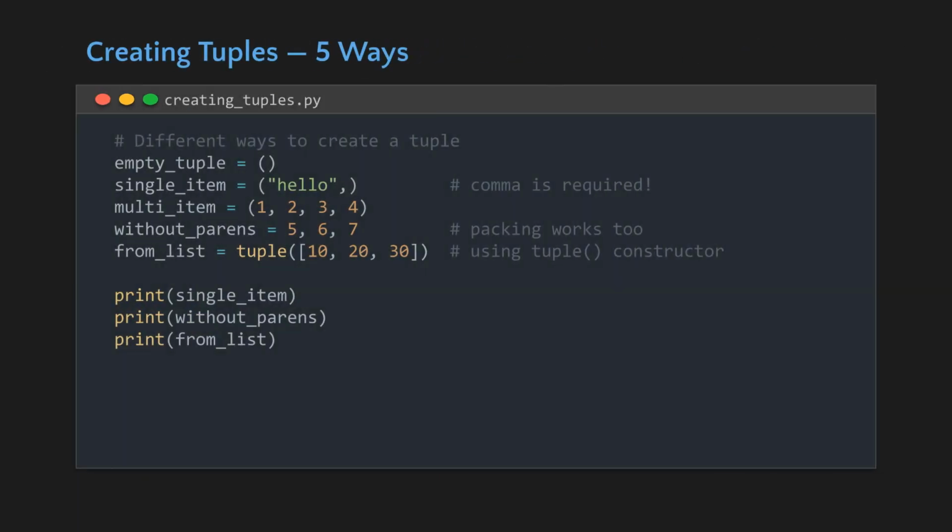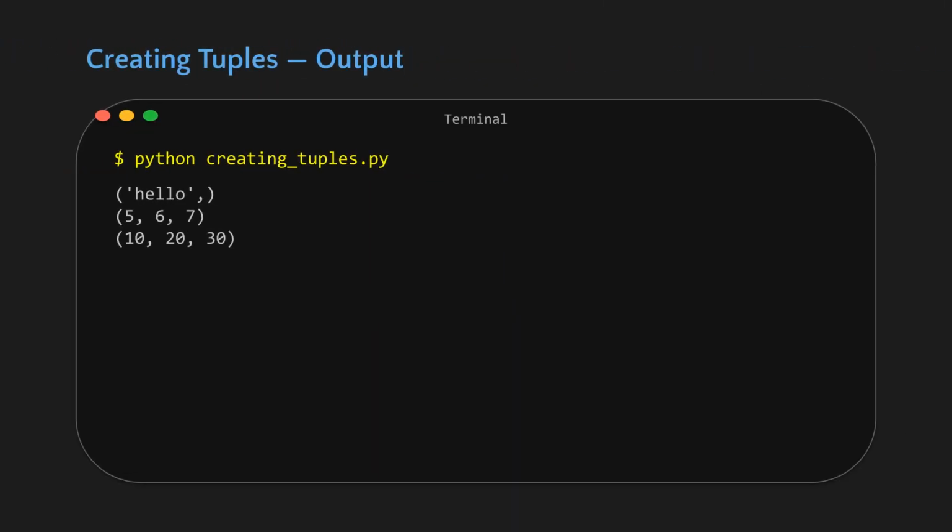There are several ways to create tuples. You can create an empty tuple, a single item tuple, remembering the required comma, or a multi-item tuple. Python also supports tuple packing without parentheses, and you can convert other iterables like lists using the tuple constructor. The output illustrates the different tuple creation methods, including the single item tuple with a comma, the unpacked tuple, and the tuple created from a list.